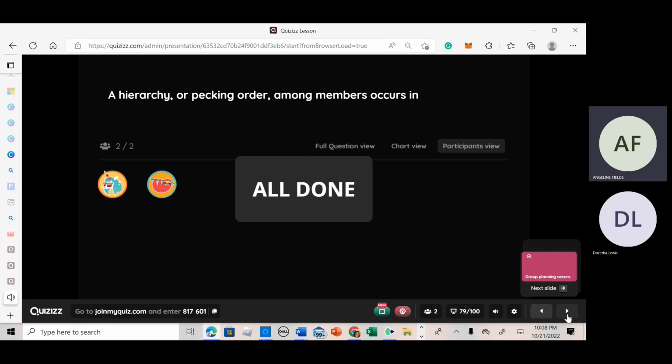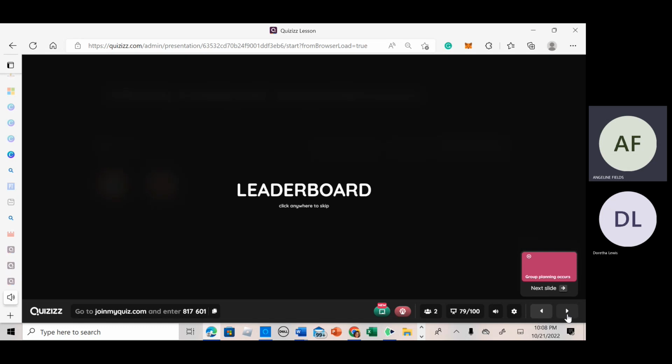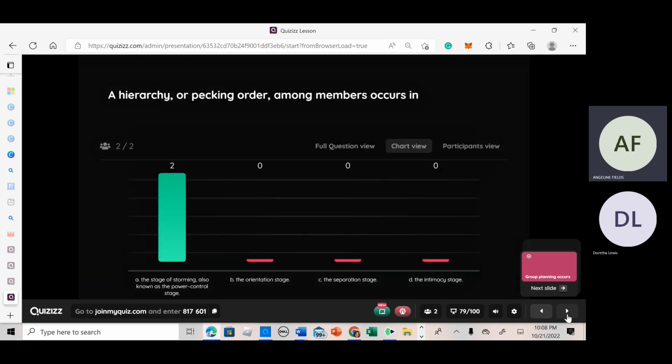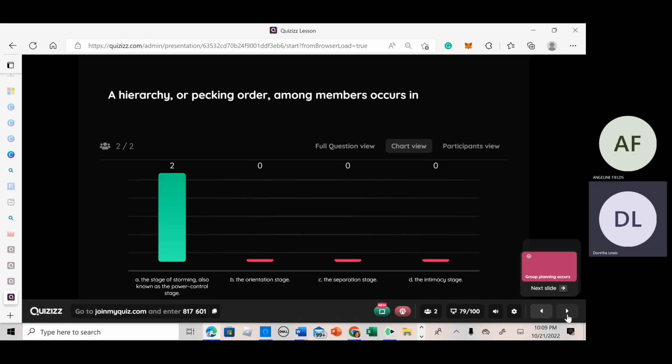A hierarchy or pecking order among members occurs in the stage of storming, also known as the power control stage. Just reflecting back to the other question, just trying to see where people stand, the order, everybody's roles that they're playing. Yep. Because, like you said, everyone has a role within the group, and everyone's trying to figure out what their role is. So, yeah.